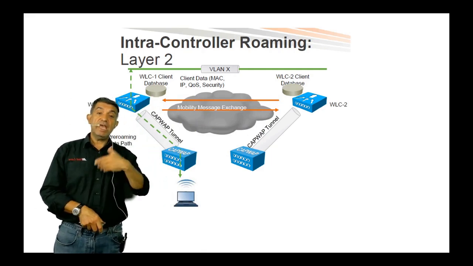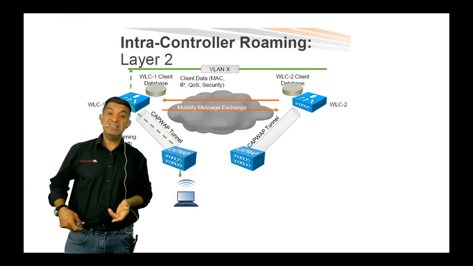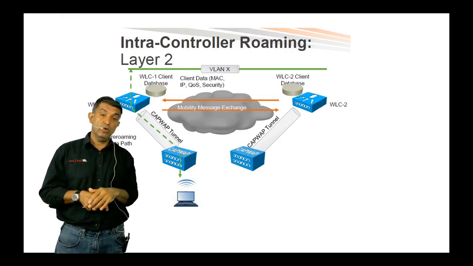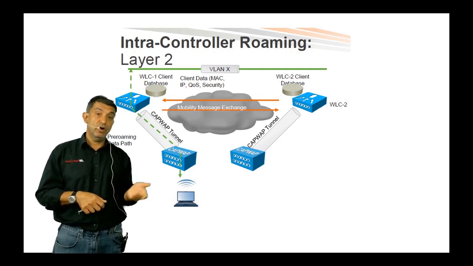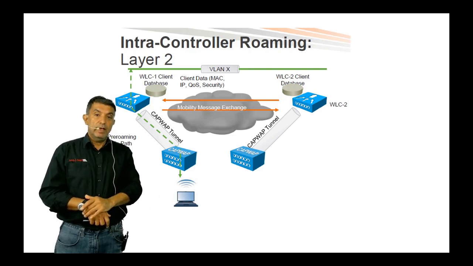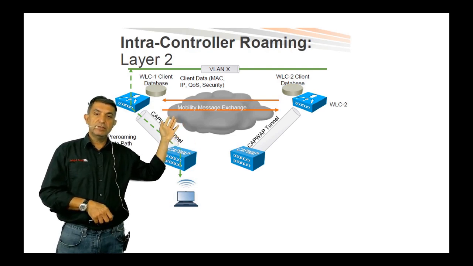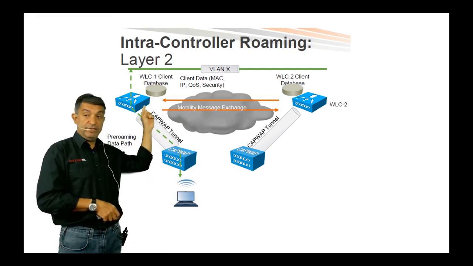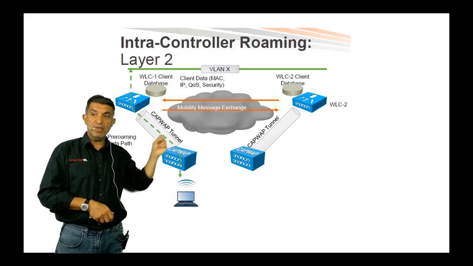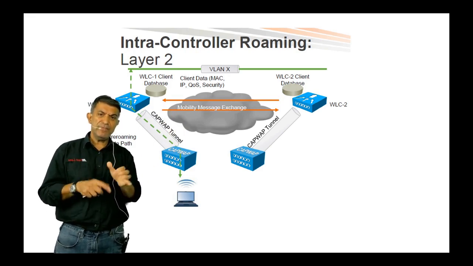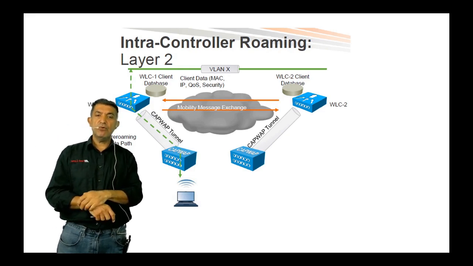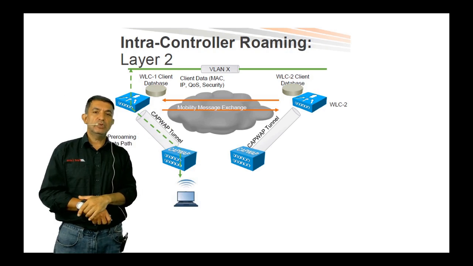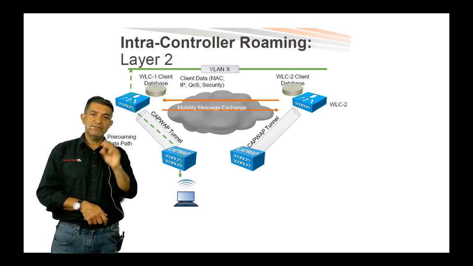Without any new authentication, and without any time gap or delay because of the new authentication process. The experience of most network engineers for this type of intra-controller layer 2 roaming is that the maximum roaming delay is something about 10 to 20 milliseconds. Okay, it's very quick.